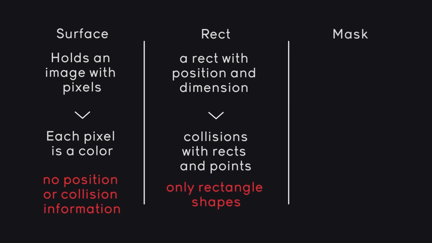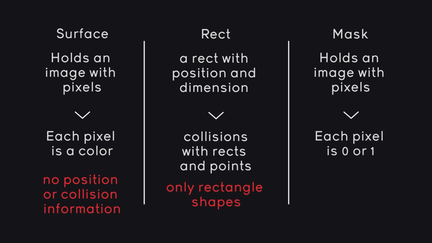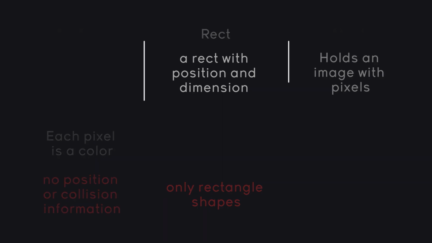And a mask is somewhat similar to a surface, in the sense that it contains information for each pixel and uses that to draw a shape. However, each pixel only stores either a 0 or a 1, instead of color information. 0 means that the space for this pixel is empty, and a 1 means that the pixel is occupied. Now, I assume by itself this is a bit confusing, so let's do this a bit more practical.